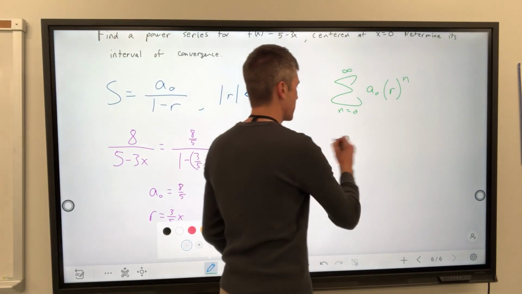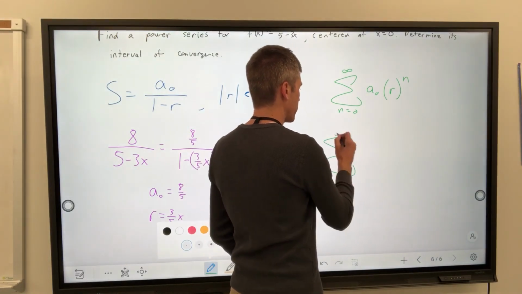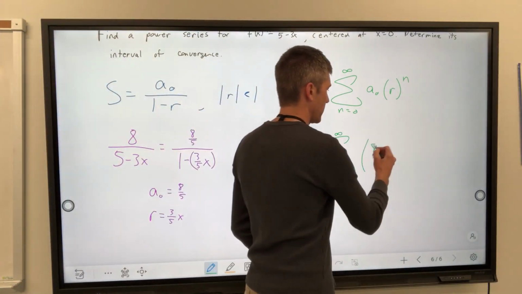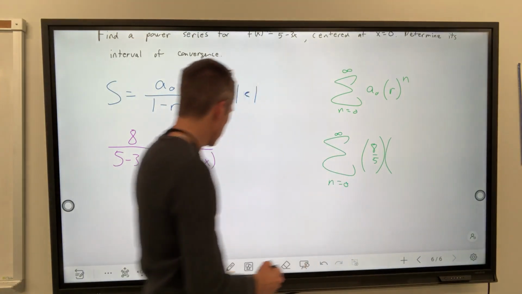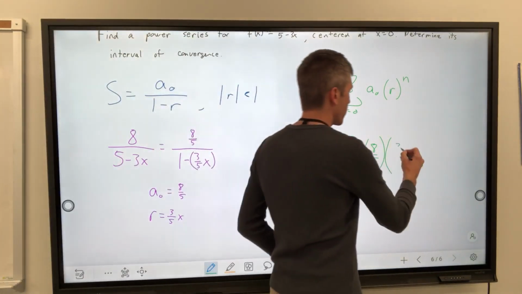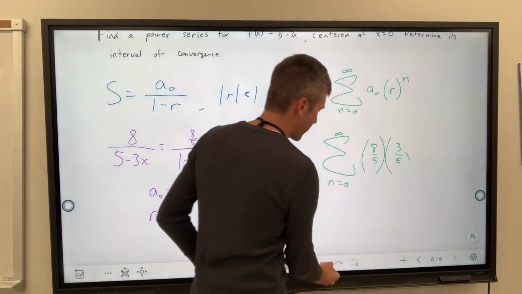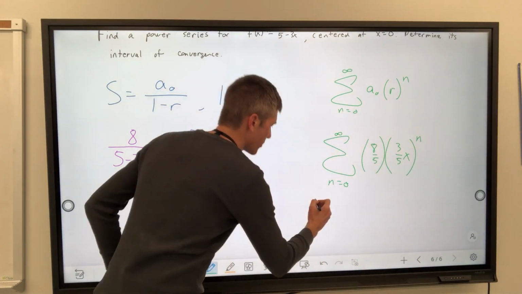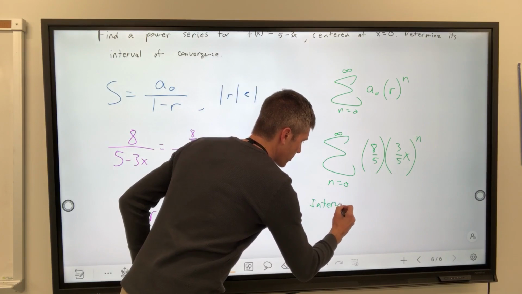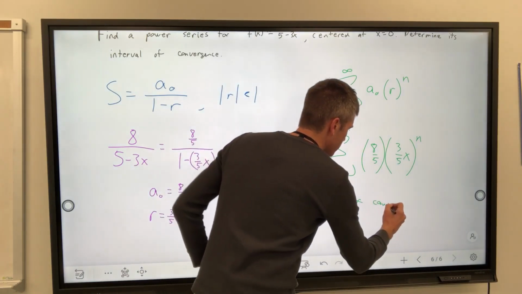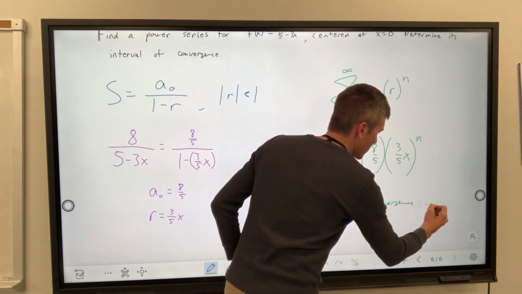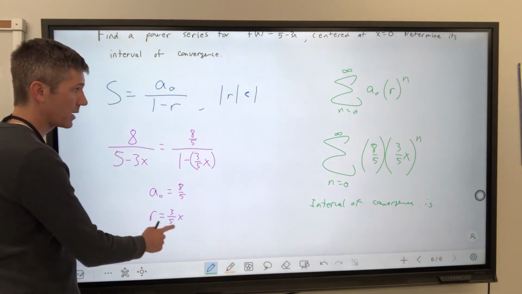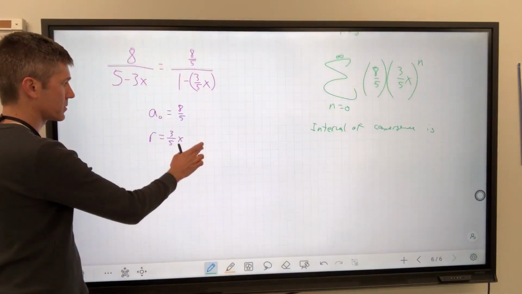Final answer, on our way: the sum from n equals 0 to infinity, and a sub 0 is 8/5. The common ratio is 3/5 x, so 3 over 5, make that a 5 now. There we go, 3/5 x, we're going to raise it to the n. And then my interval of convergence is, okay, we're about to get an interval of convergence, and it's going to happen from taking this and putting it in right there. So let's scroll up a little bit and work on this.